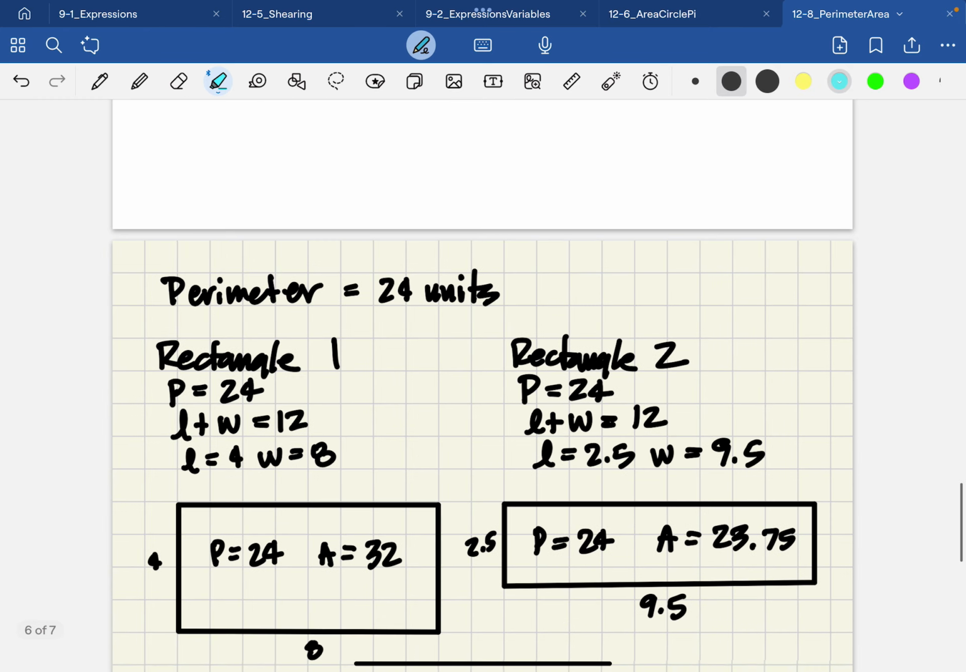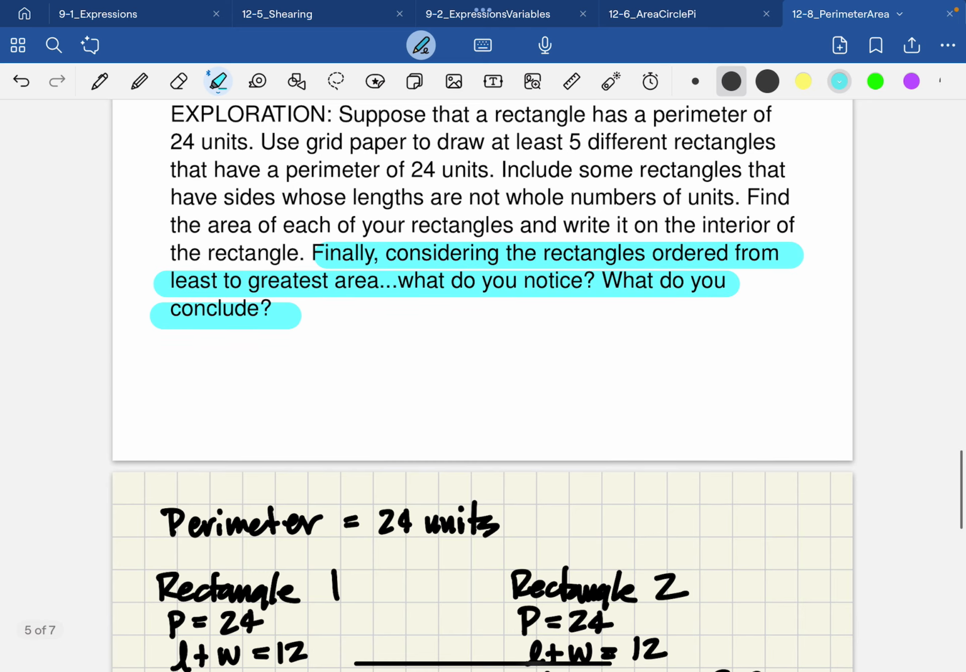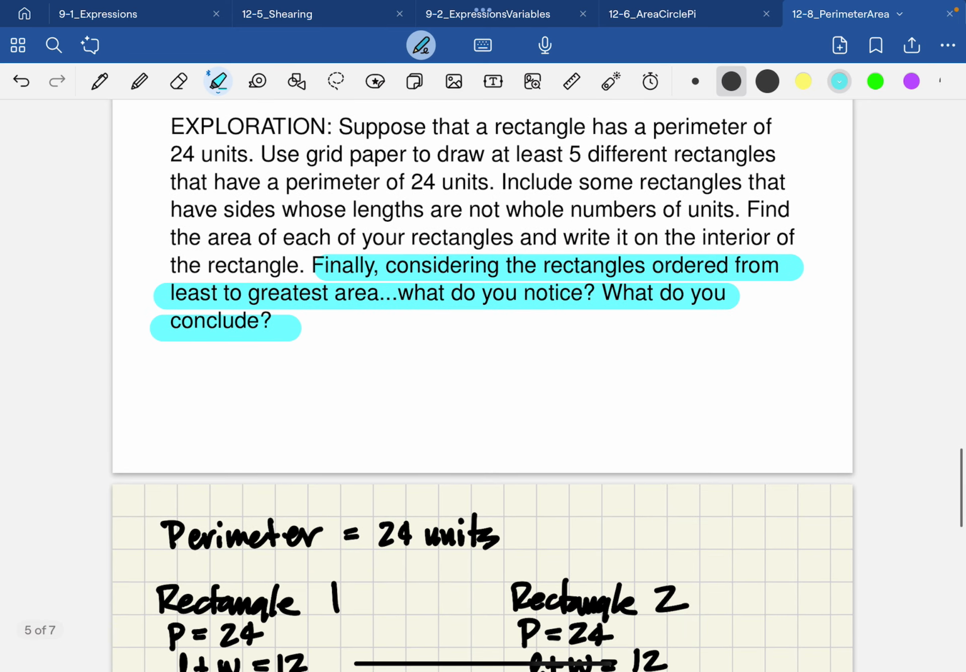In other words, right now, if I ordered them from least to greatest in area, I would say, well, the 2.5 by 9.5 is smaller in area than the 4 by 8. And hopefully you'll conclude something after you do this for 5 rectangles. And we'll talk about this when I get back. But go ahead and post your answer to that in our discussion for today. So that's one thing I want you to do.